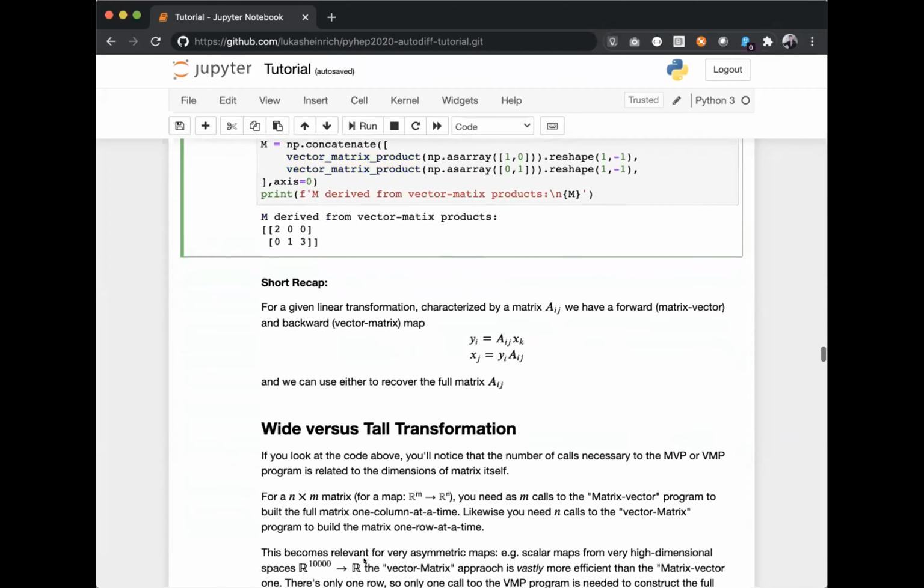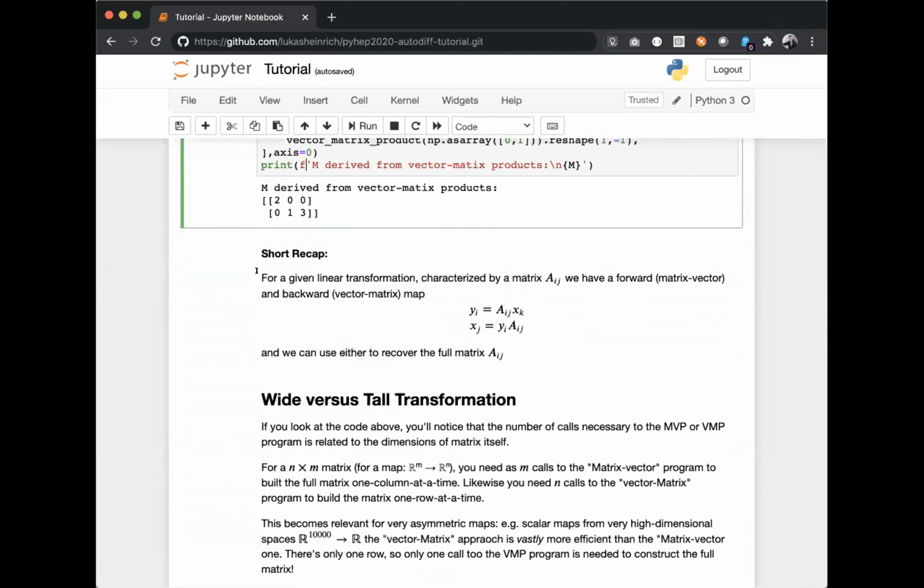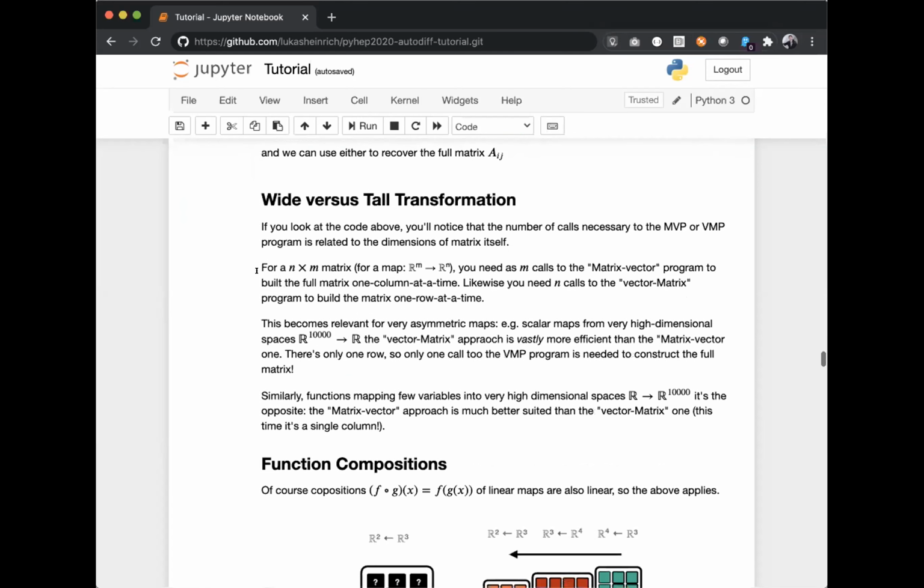And so if you recap this, basically, we have some kind of linear transformation that is characterized maybe implicitly by such a matrix, but even if we can only evaluate the program at different inputs, we can still recover the full matrix sooner or later by feeding in specially constructed inputs.